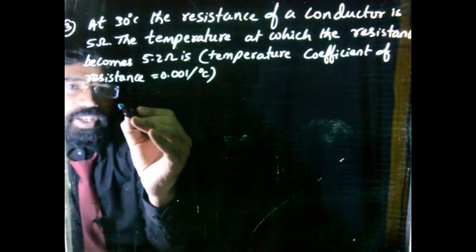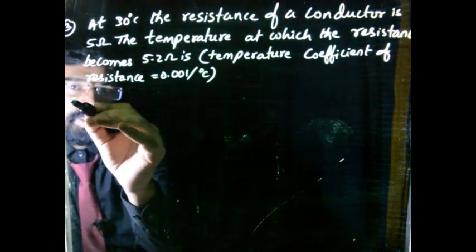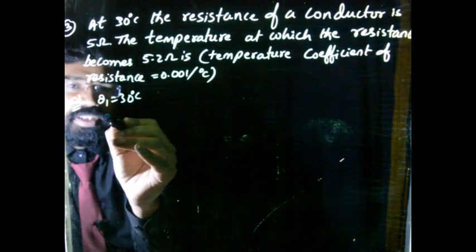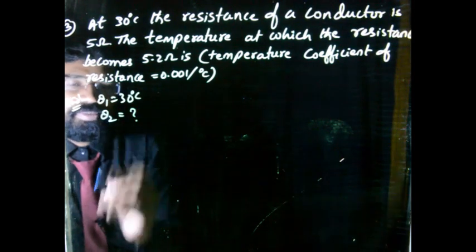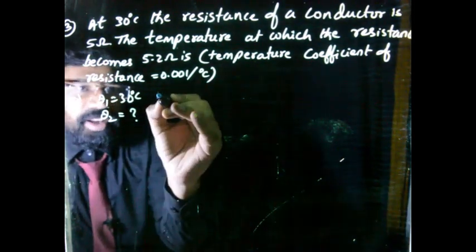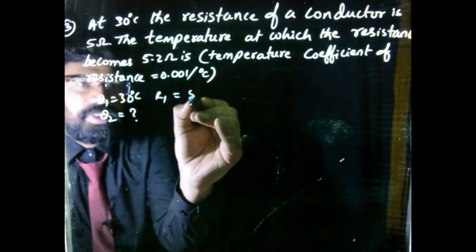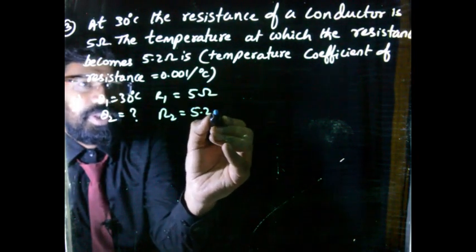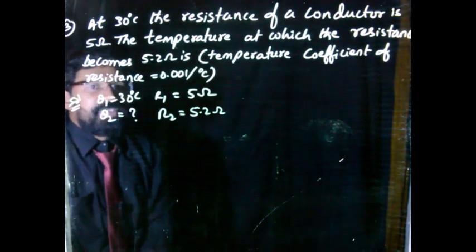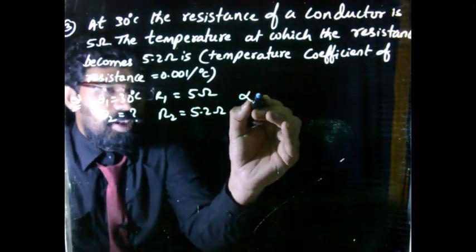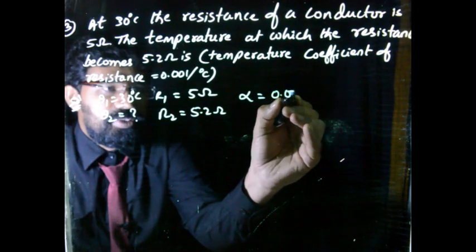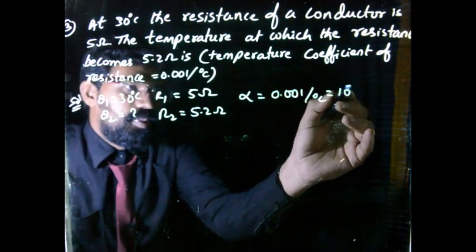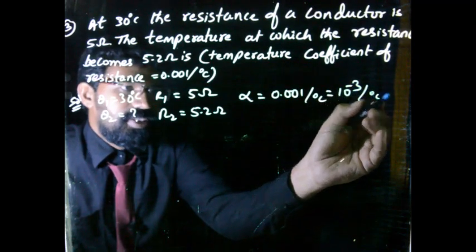Now I'll assume the initial temperature first. I'll take initial temperature as theta 1. Let it be 30 degrees Celsius. Let the final temperature be theta 2, and we don't know how much that is. Initial resistance is R1, 5 ohms. Final resistance is also given, 5.2 ohms. Temperature coefficient of resistance is denoted with alpha. It is given as 0.001 per degree Celsius, or you can write this as 10 power minus 3 per degree Celsius.